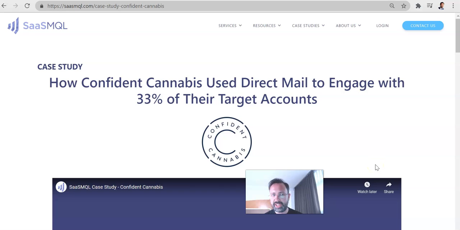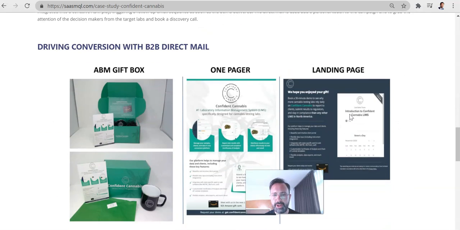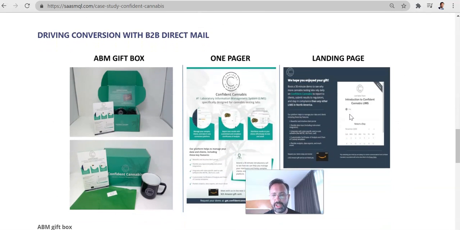Here's an excellent case study from SaaS MQL to demonstrate the principle of supply and demand in growth hacking. This is a B2B example, and there are a few things to think about here. The first is we're looking at a channel that is undersaturated right now in business to business, and that is direct mail gift boxes.